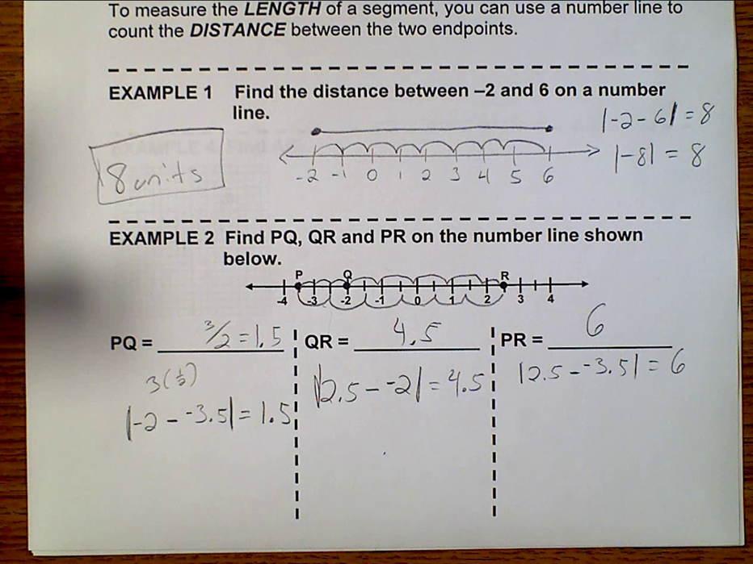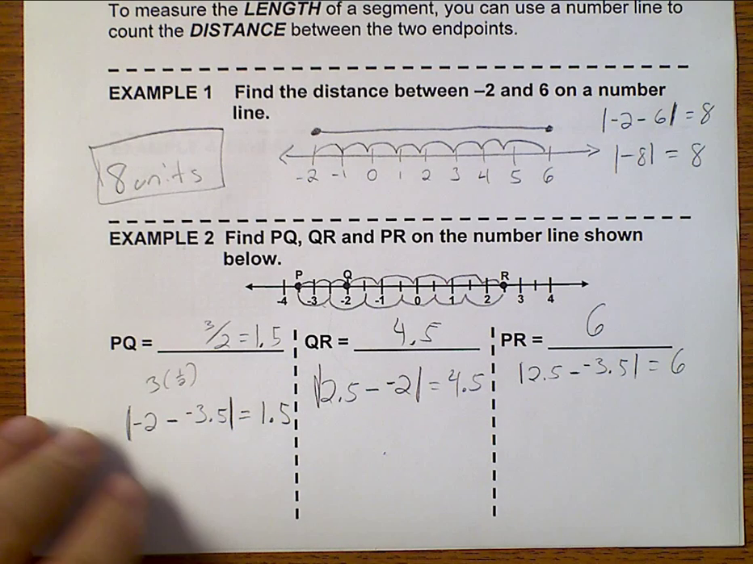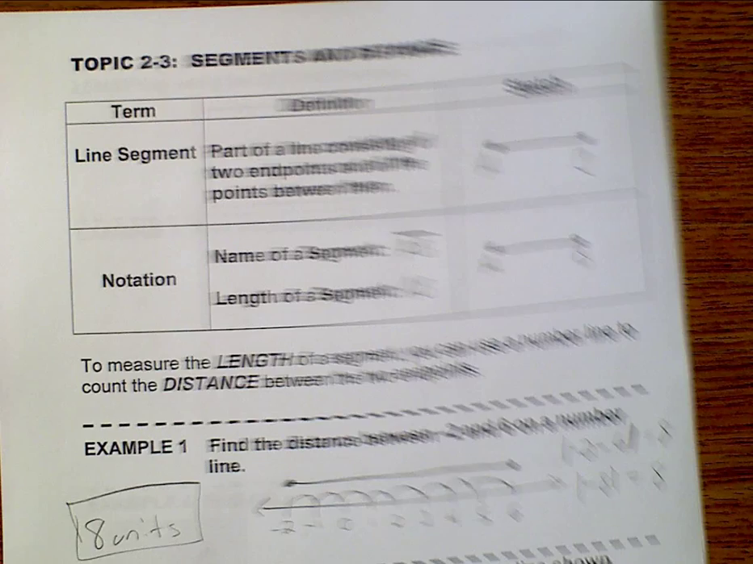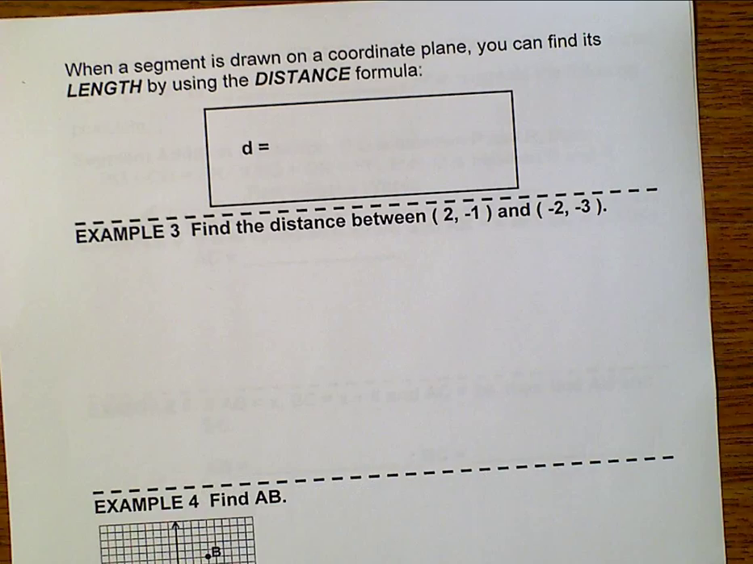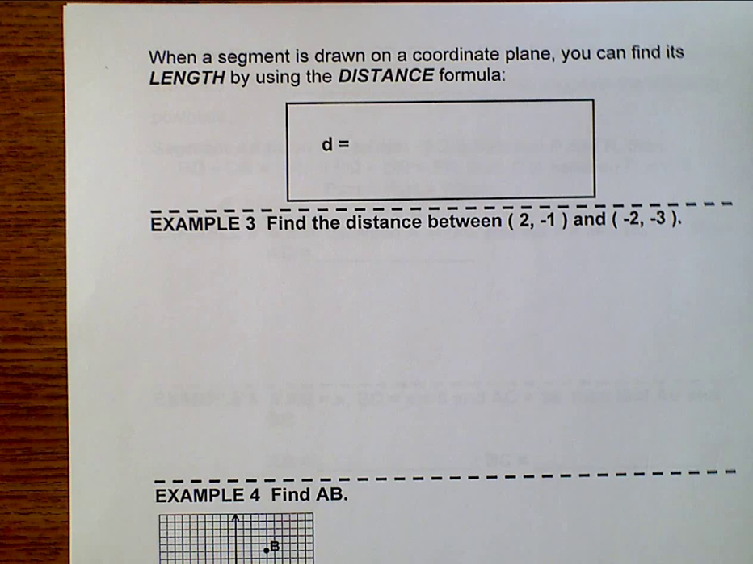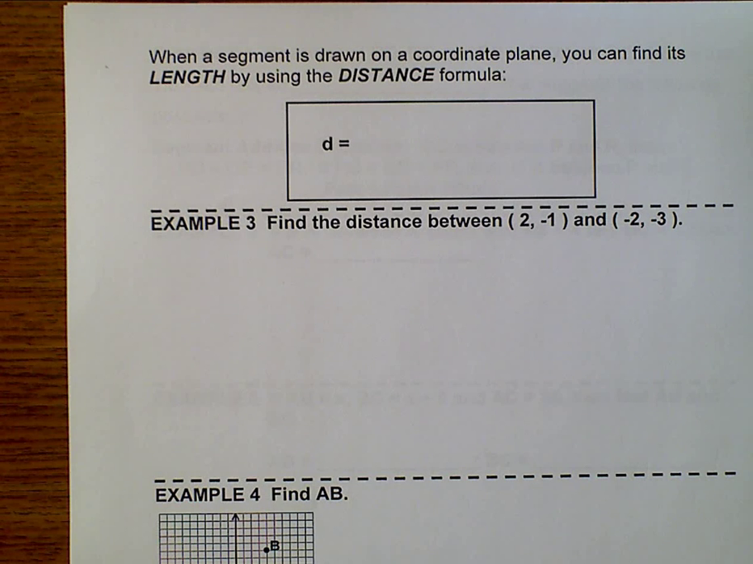So all those methods work. Doing subtraction to find the length is better if you have large numbers, but if they fit on a simple number line, you can just count from one to the other. Now this only works when we're talking about one dimension, and a lot of times we need to find the distance of something that is two-dimensional, and to do that we have what's called the distance formula.